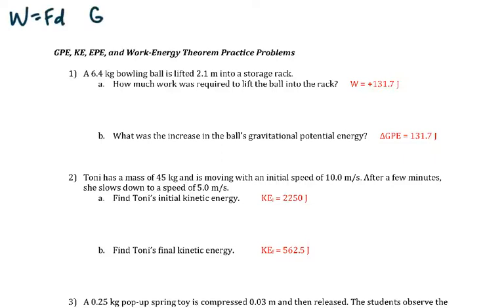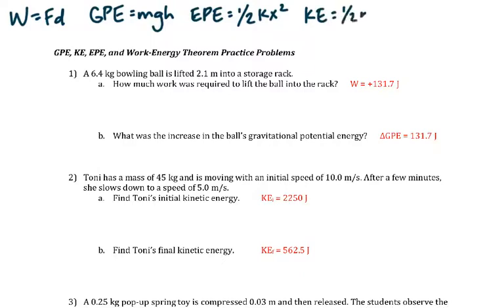We've got gravitational potential energy equals mass times acceleration due to gravity times height. We have elastic potential energy equals 1/2 times the spring constant times the stretch or compression distance squared. And then we have kinetic energy equals 1/2 times the mass times velocity squared.